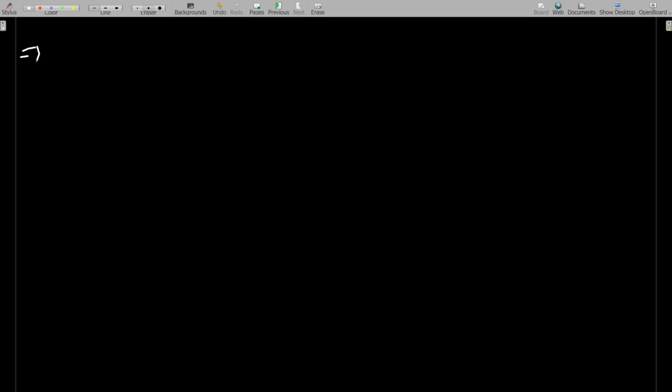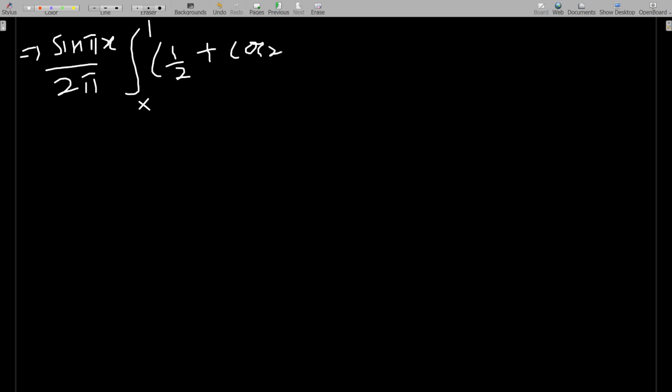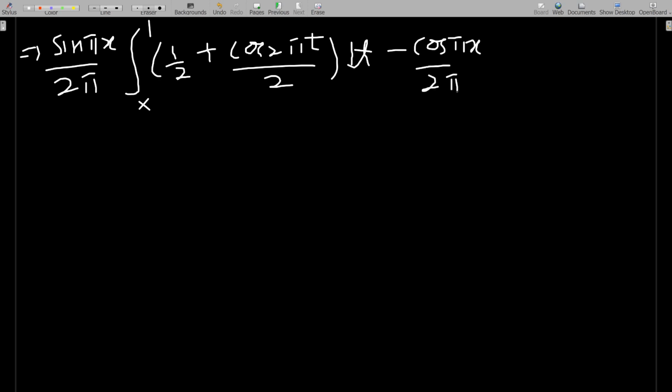That's the first term we are doing. This implies we have sine pi x over 2 pi integral from x to 1 of cos squared pi t, which gave us half plus cos 2 pi t over 2 dt, then minus cos pi x over 2 pi, the integral from x to 1, which gave us half sine of 2 pi t dt. Now let's start performing the integrals.